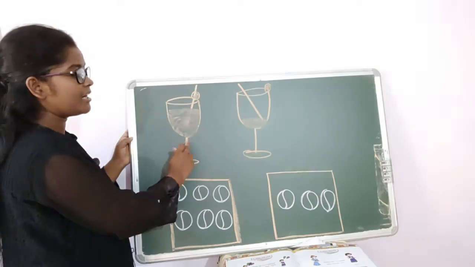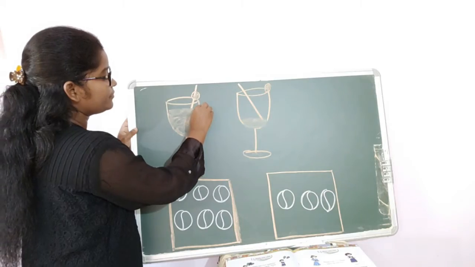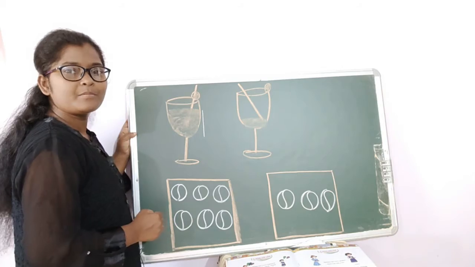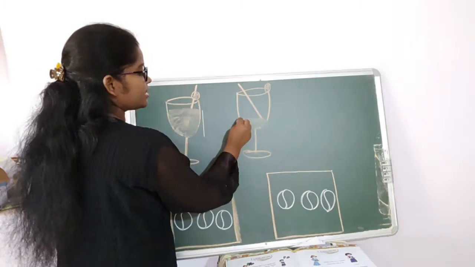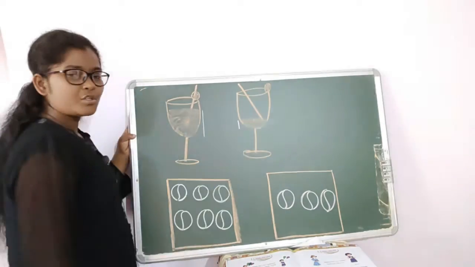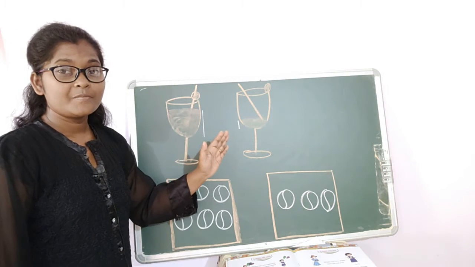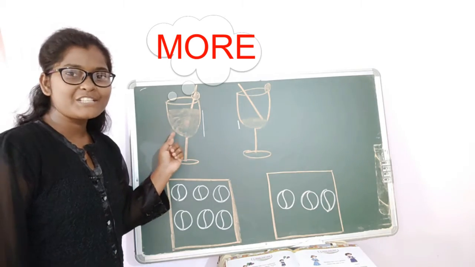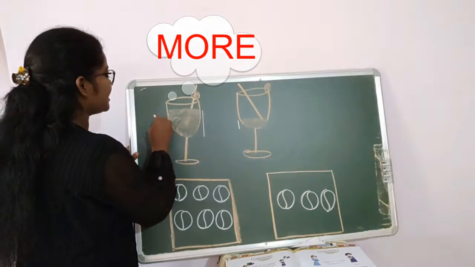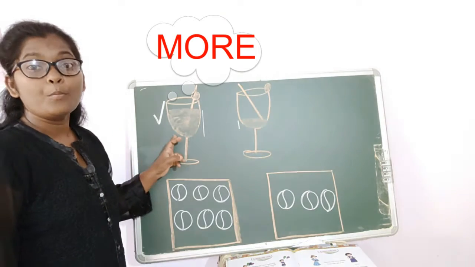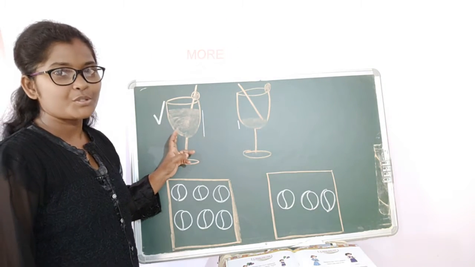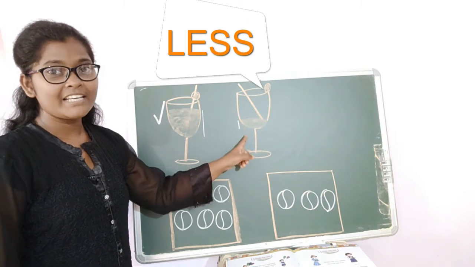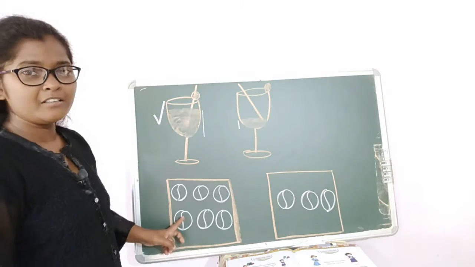Okay children, you have to observe carefully. Now look at this glass. The level of juice is this much. And look at now second glass. The level of juice is only this much. So children, which glass is having more juice? First one. Very good. So you have to say this glass is having more fruit juice. Okay. And here it is less. Say children, less.